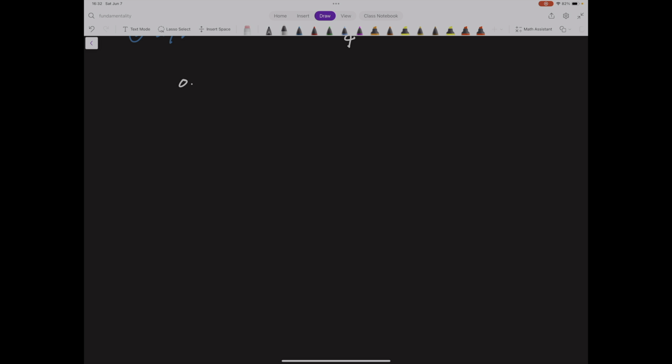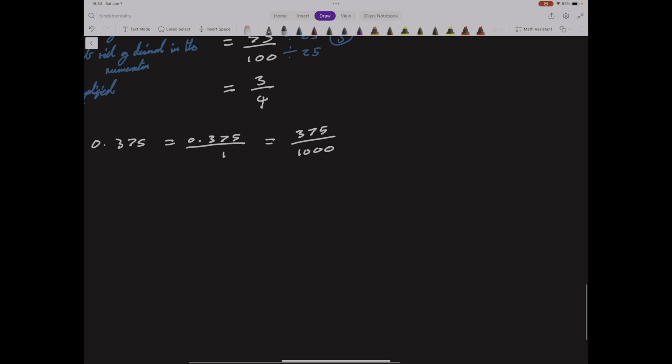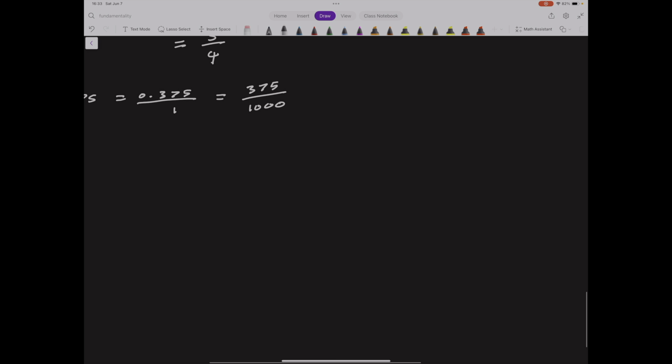Okay, so what about 0.375? So our first step is to divide it by 1, okay. And then we need to get rid of the decimal in the numerator. So we know now we've got to times it by 1,000, because there's 3 points past the decimal place. And then if we times 1 by 1,000, it's 1,000. Okay. Now this isn't obvious what we're going to have to divide top and bottom by to simplify, but obviously we can simplify it because they're both in the 5 times tables.